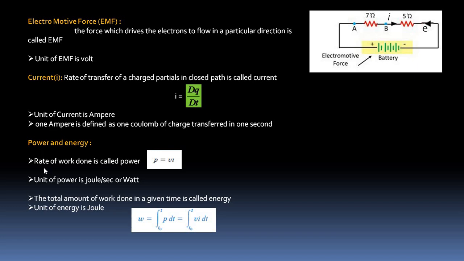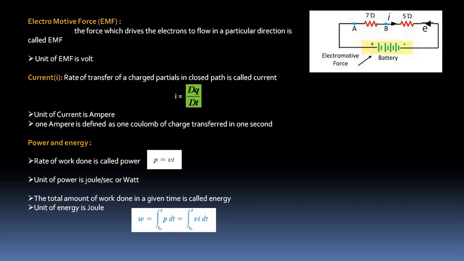The general definition of power is the rate of work done. The rate of doing work is called power. Power is equal to dW by dt. We can write it as dW by dq multiplied by dq by dt. So power P is equal to dW by dq times dq by dt, which means power is equal to voltage multiplied by current. The unit of power is joules per second, or watt.